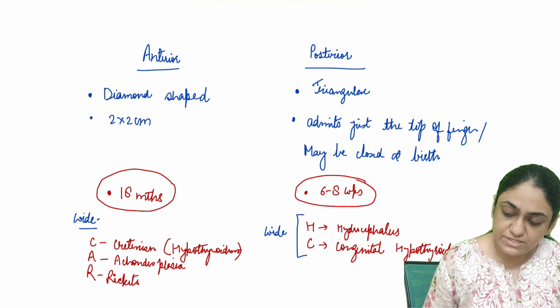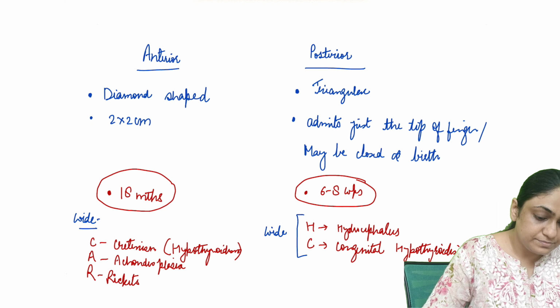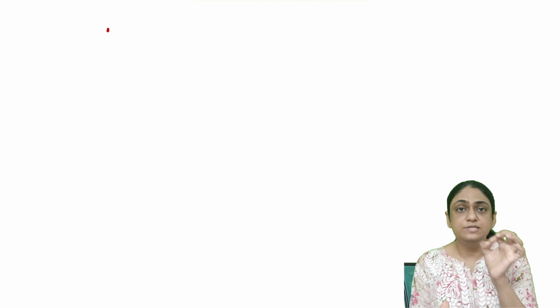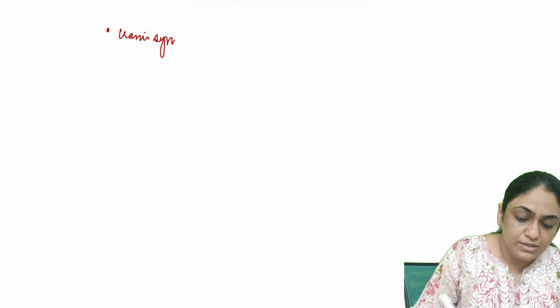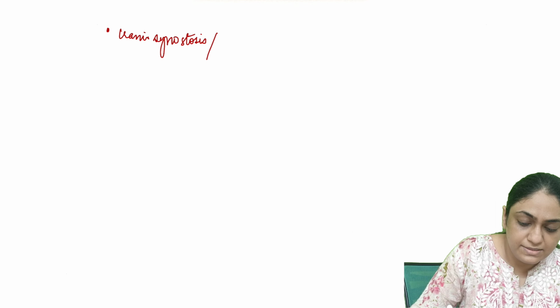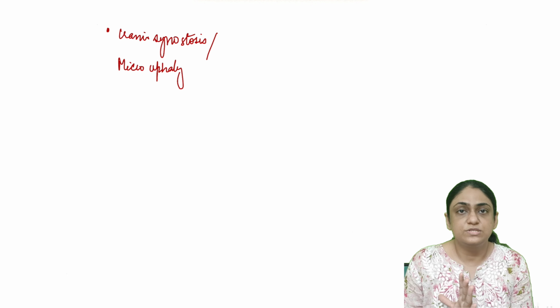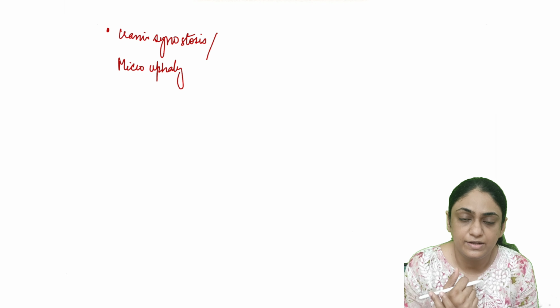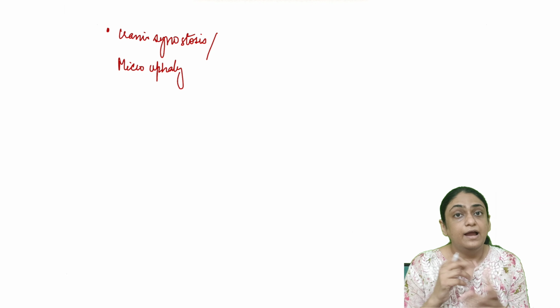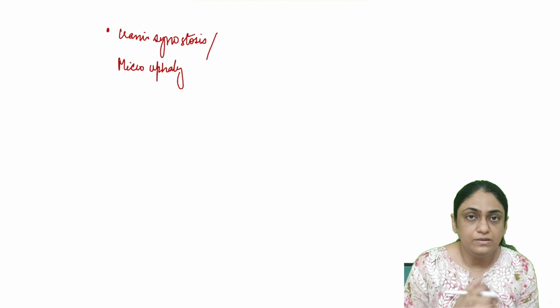Now there could be some situations जहाँ पे anterior fontanelle आपका early close हो जाए, या फिर anterior fontanelle is very small. So what are these conditions? This condition is craniosynostosis or microcephaly. In this particular condition, anterior fontanelle is very small or it may be even closed.